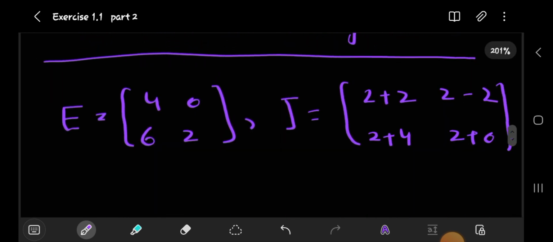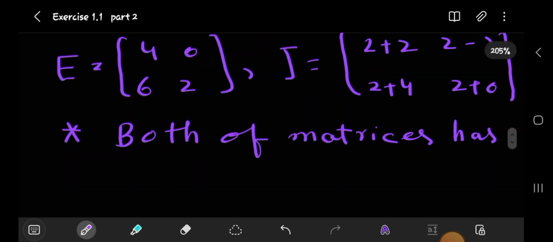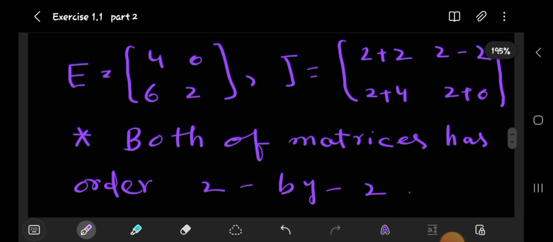We have E and J. E is equal to 4, 0, 6, 2 and J is equal to 2 plus 2, 2 minus 2, 2 plus 4 and 2 plus 0. Firstly we talk about the order. Both of the matrices have order 2 by 2. Now if we talk about their corresponding elements, both of them have to have the same order. The first condition is satisfied. Now move to the next.